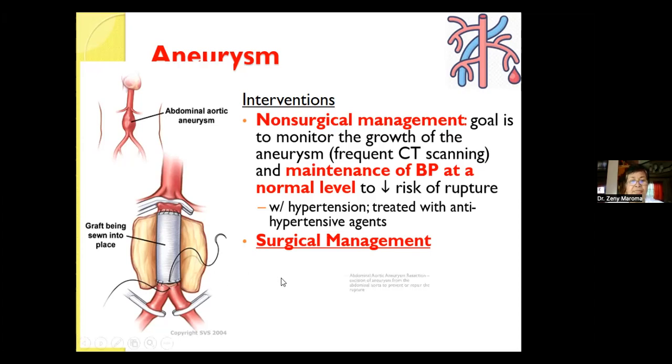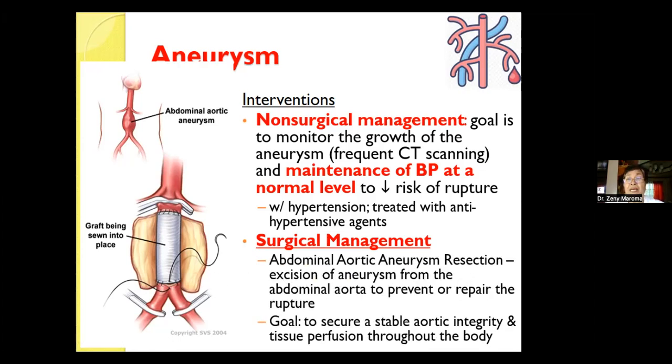At ano yung surgical management? Surgical management is abdominal aortic aneurysm resection, excision of the aneurysm from the abdominal aorta to prevent or repair the rupture. Ayan, ito yung graph being shown, proximal and distal. So, ni-resect ang abdominal aortic aneurysm o kaya nilagyan ng pinatibay para hindi mag-rupture. So, the goal is to secure a stable aortic integrity and tissue perfusion throughout the body.